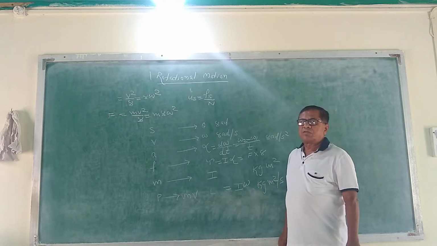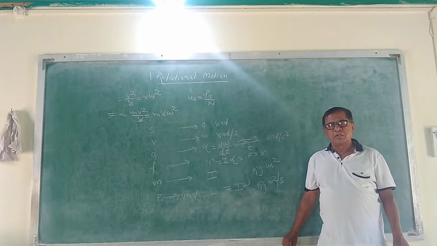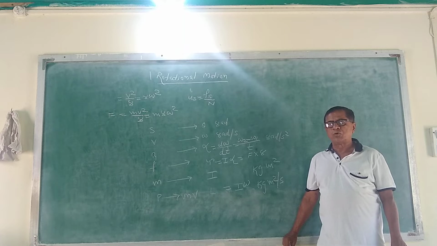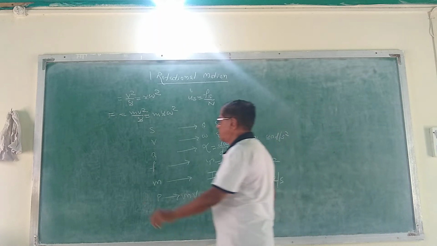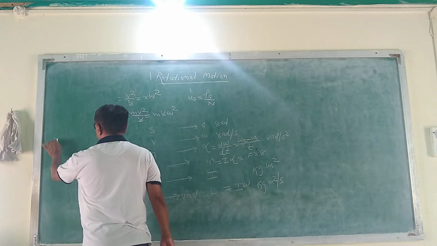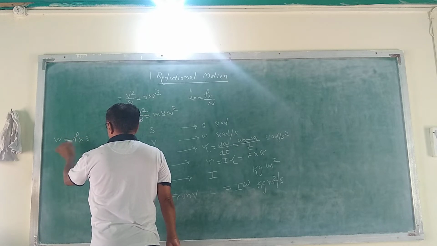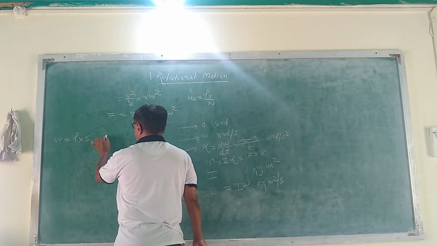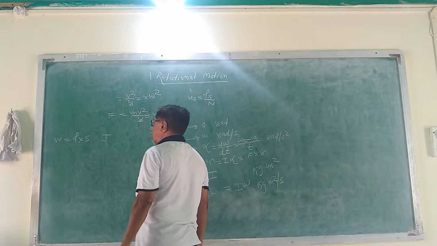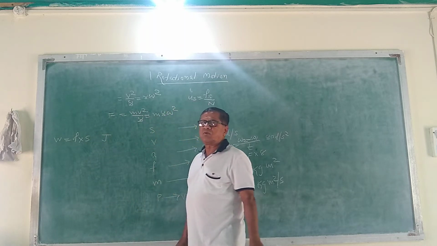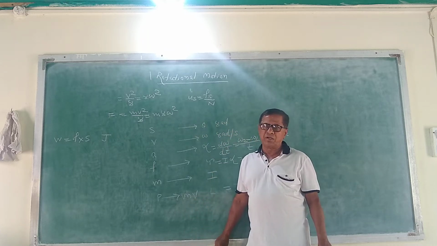Kg meter square per second. After that, the power. Before that, the work is equal to force into displacement. The unit of the work is taken as a joule. The work is a scalar quantity.